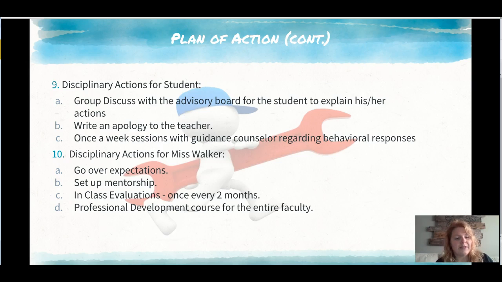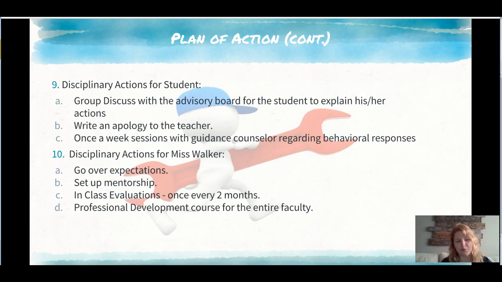Next, it would be the in-class evaluations. This is where I would want to be there personally, observing one of her classes, seeing how her instructional methods are being used, what the environment is in the classroom.